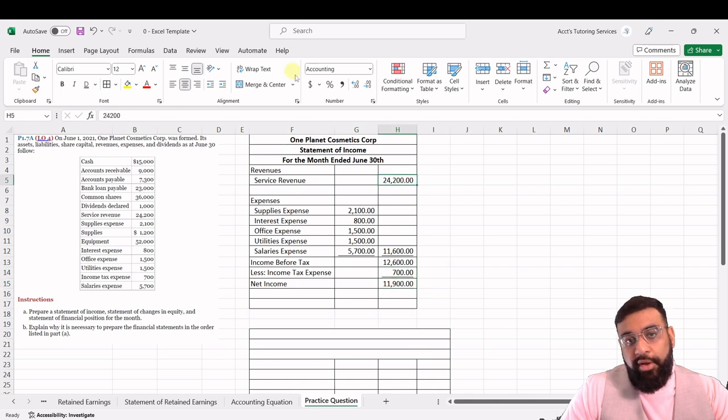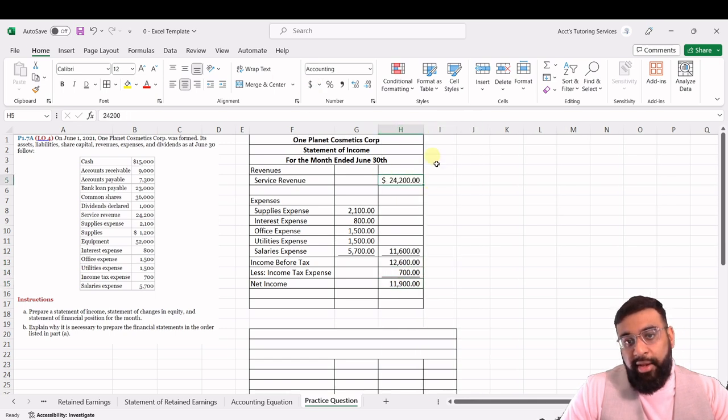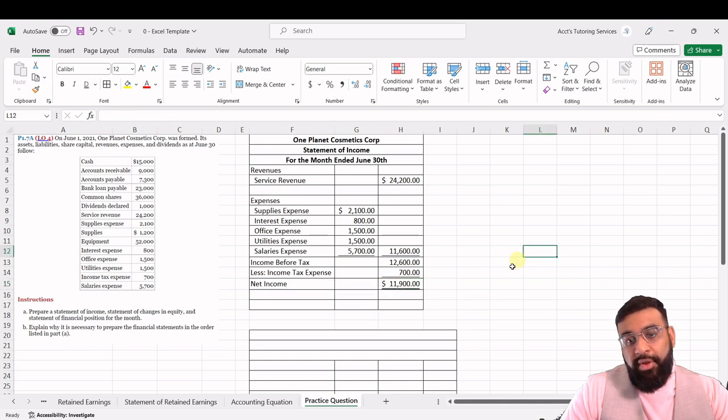So remember, dollar sign over here, because this denotes that all of these are dollars. Dollar sign over here. This establishes that these are all dollars. Then we're going to have a dollar sign at the final figure with a double underline. Done. The statement of income is now completed.